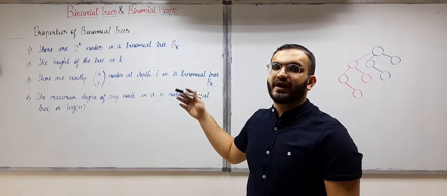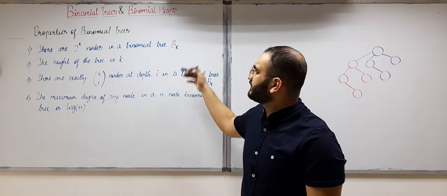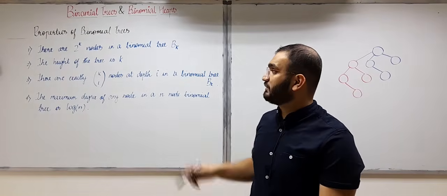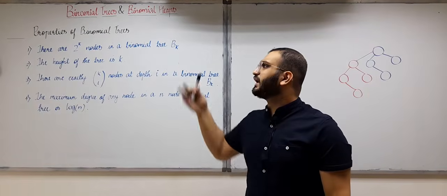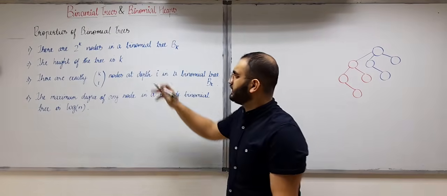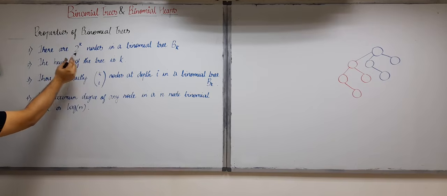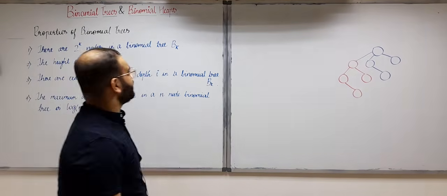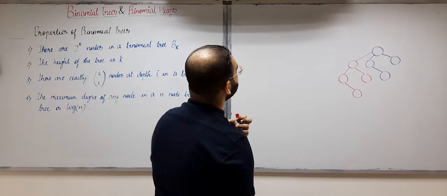We will prove and understand all these properties one by one, because I don't want you to mug up any of the properties. I want you to understand them so that after this video, even you can prove all these properties yourself. So let us talk about the first property. It says that there are 2 raised to k nodes in a binomial tree with order k, or in a binomial tree Bk.